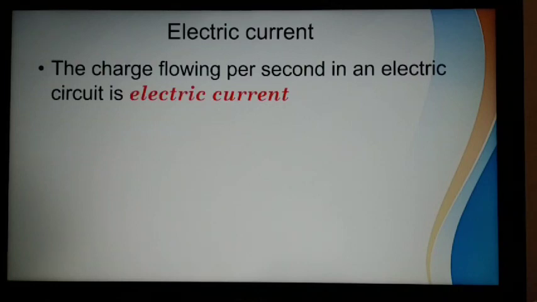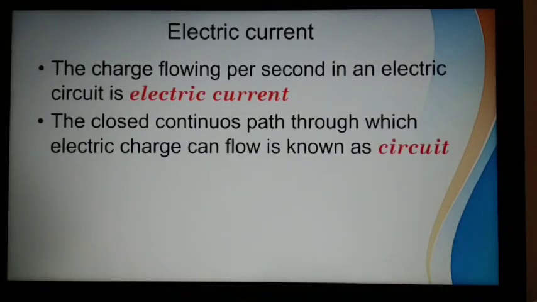An electric circuit is a closed continuous path through which electric charge can flow. From the lower classes, you have already learned that for electric charges to flow requires a medium, a path, and that path should be continuous and closed. A closed continuous path through which electric charge can flow is known as an electric circuit.